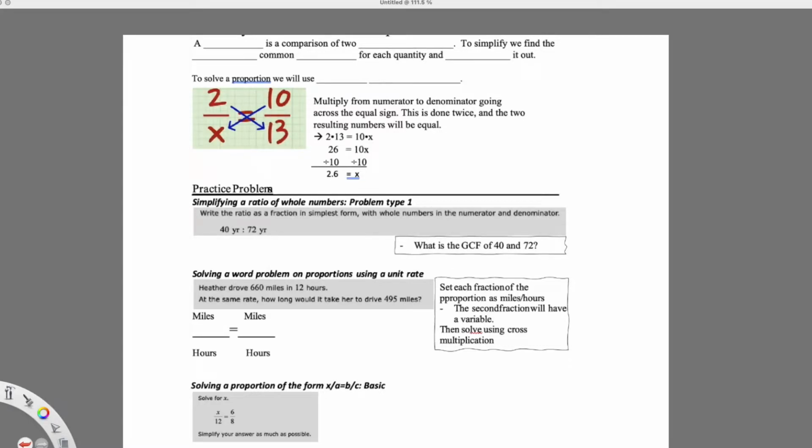All right, so we're going to start talking about ratios and proportions today. So let's go ahead and fill in the blanks up here just so we have some of the definitions. So a ratio is a comparison of two quantities.